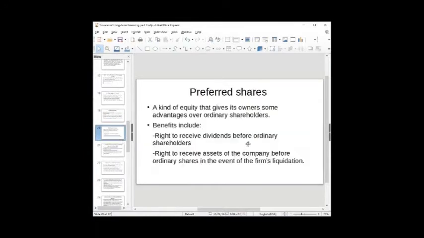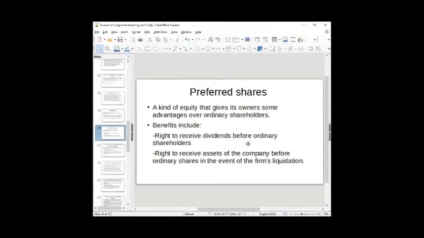Okay. Another major source of finances of the business is preferred shares. This is a kind of equity that gives its owner some advantages over ordinary shareholders. And there are benefits on preferred shares. Okay, what are the benefits?